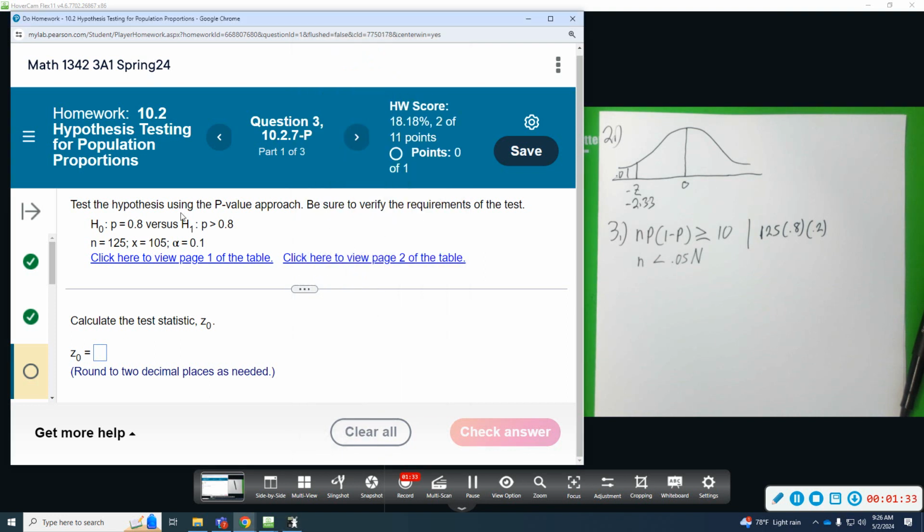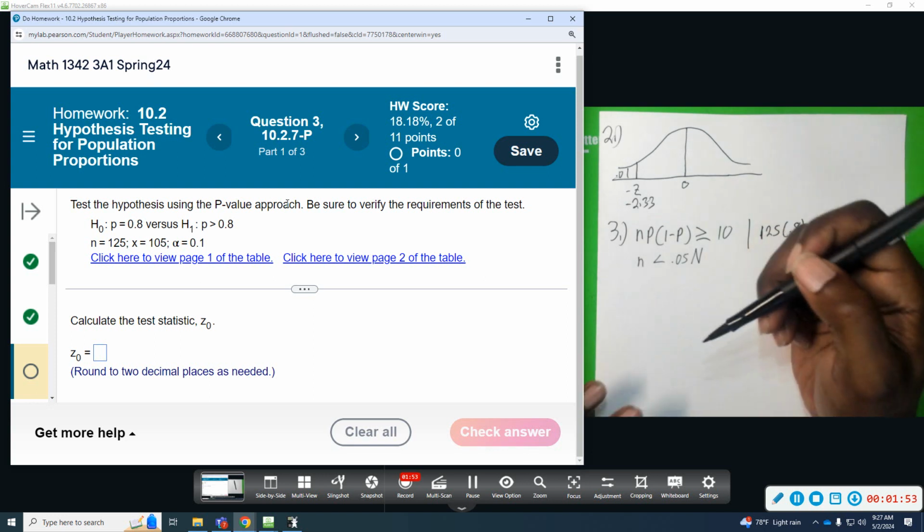And we do not know what the sample is drawn from. We're not given any information. So we're just going to have to assume that it's independent. It doesn't tell us. But from there, we want to calculate the test statistic, and then we're going to do the p-value approach. So let me explain that, and then we're going to do it with technology.